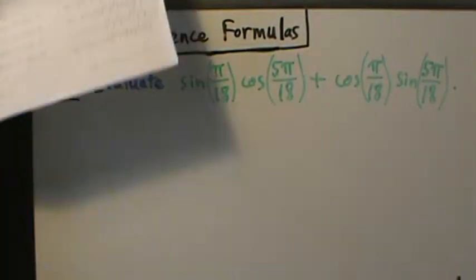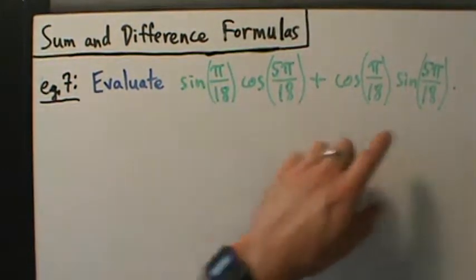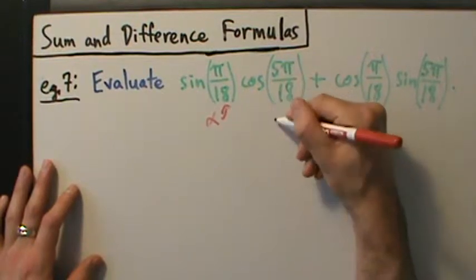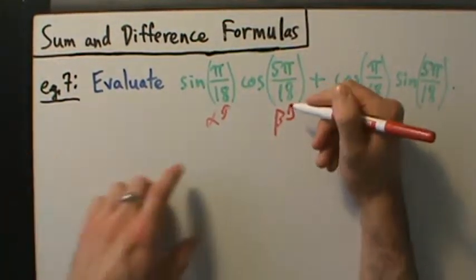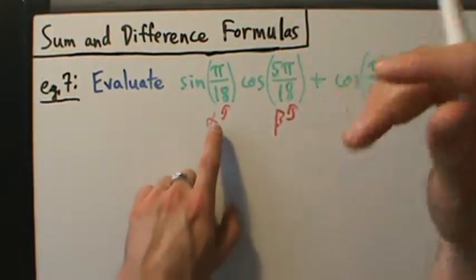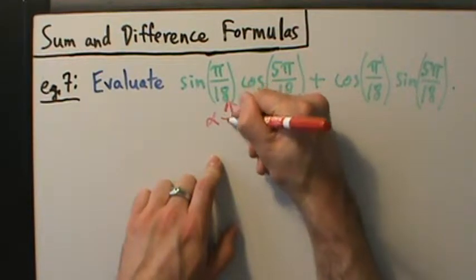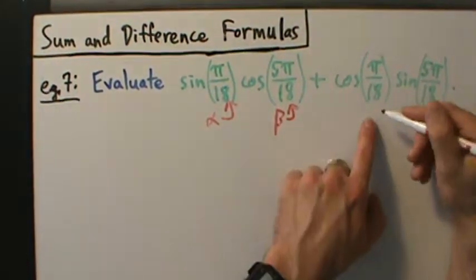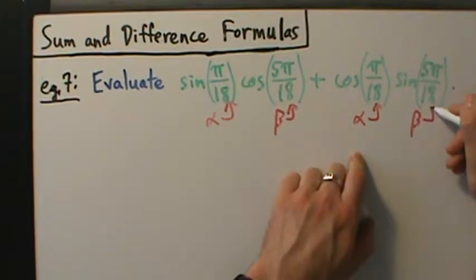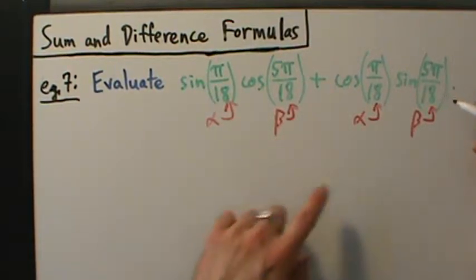So pi over 18, 5 pi over 18, pi over 18, 5 pi over 18. First, let's call this alpha and this beta. So pi over 18 is alpha, and 5 pi over 18 is beta. That's just pointing to the pi over 18. And then pi over 18 is alpha again, and here's our beta again, 5 pi over 18. So alpha, beta.